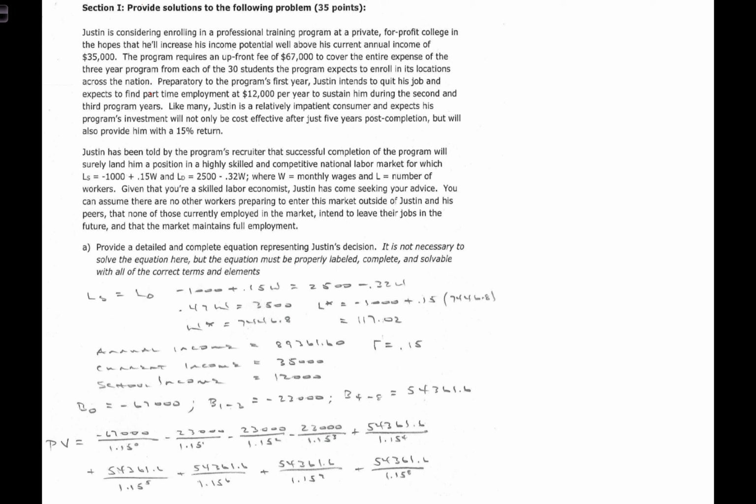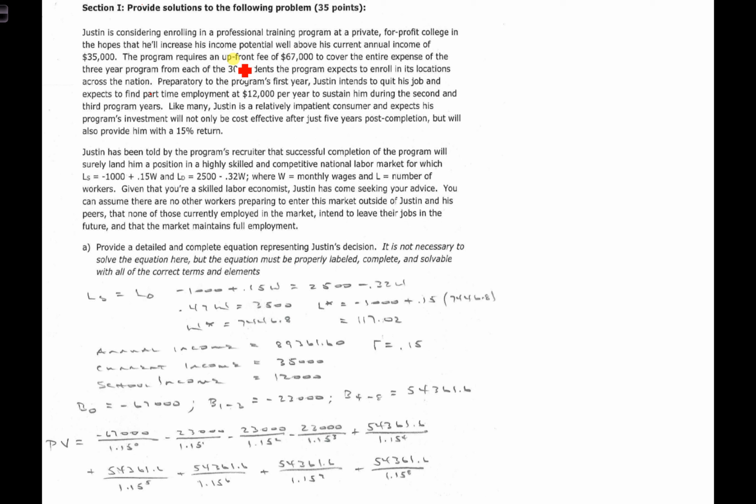So in this first section, we took a look at what is essentially a human capital investment problem. And we first identified that we have Justin. He's about to go into an education program. He's thinking about it. His current salary is about $35,000 a year. The program's got an upfront fee. So this fee is going to be a cost at time 0 for the entire expense of the 3-year program.